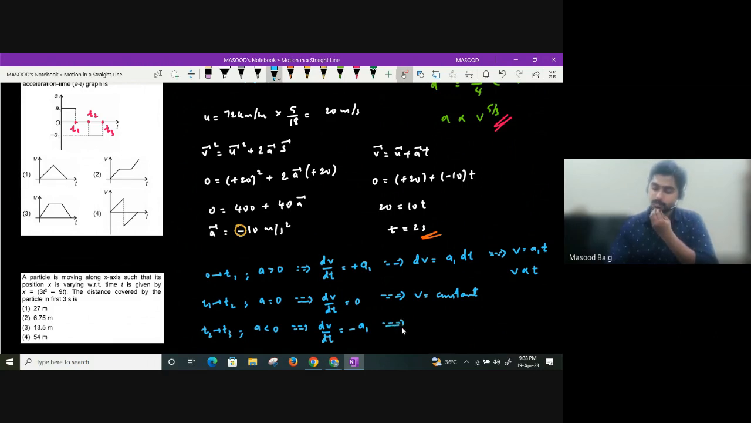Implies what will I get dv value as now? You'll write it as minus a1 into dt. Implies if I do integration without the integration constant, guys, v value will be equal to minus a1 into t or not. Again, you will get v directly proportional to t only. But here in this case, minus sign is there. Slope is negative here, guys. So what graph is suitable? Best suitable? First one, positive slope passing through origin.